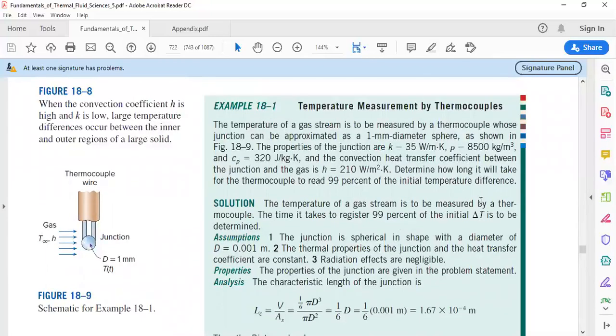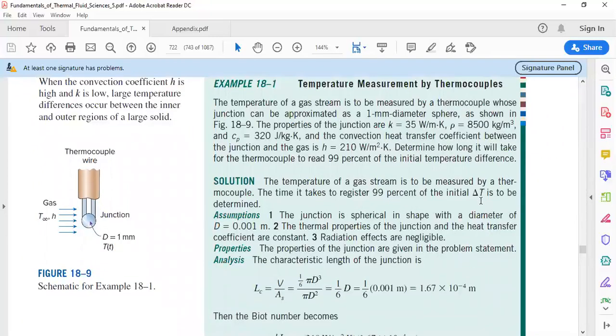Okay, first of all, to check the validity of the lump capacitance method, we calculate the characteristic length, and this is a hint to all of you: always with transient heat conduction problems, which means time-dependent heat conduction problems, we always use the lump capacitance method, even if the condition was not met, since that's the only method we have learned in this course.